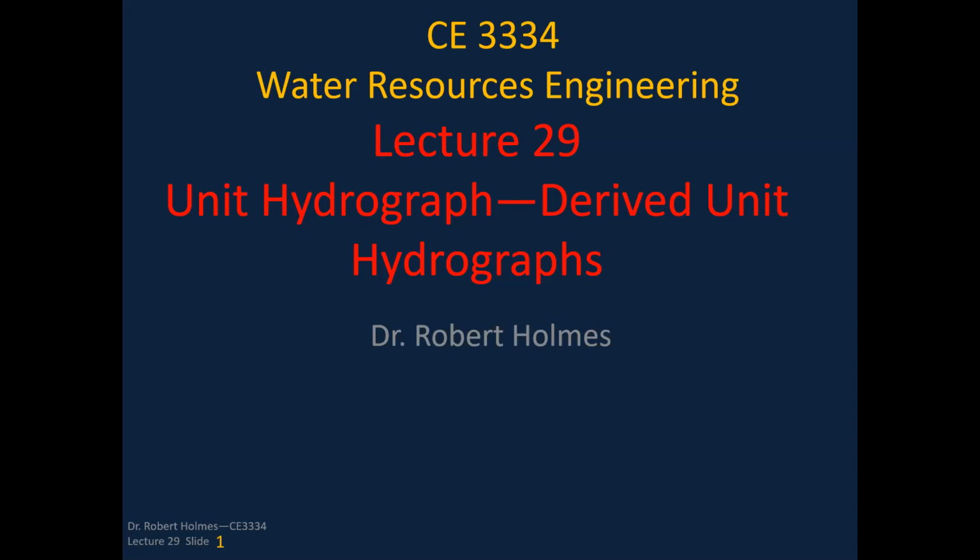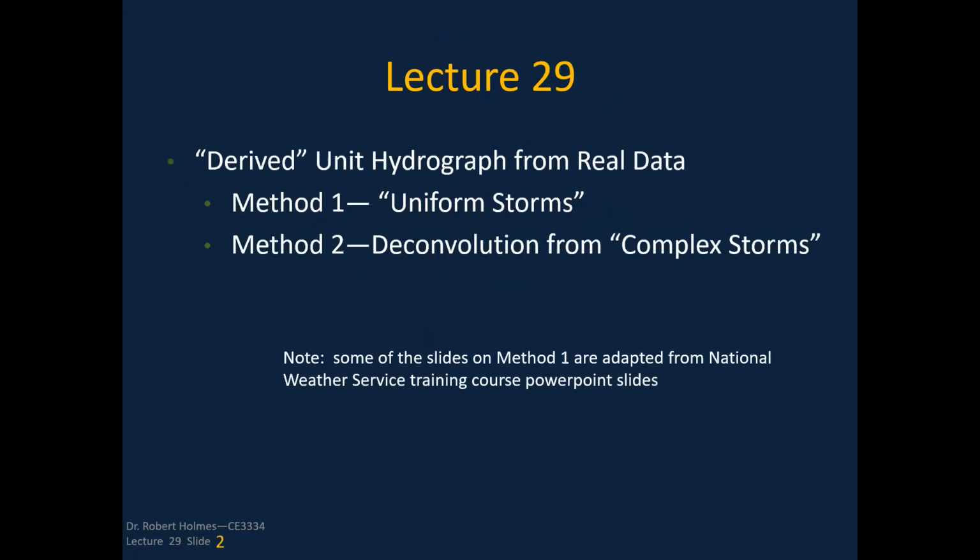Lecture 29 covers unit hydrograph derivation, basically from real data. The definition of a unit hydrograph says that it's 1 inch of excess precipitation falling in a certain duration. So we know that it's a hydrograph. The volume is equal to 1 inch or 1 centimeter, and we have some duration that 1 inch or 1 centimeter of rainfall fell in.